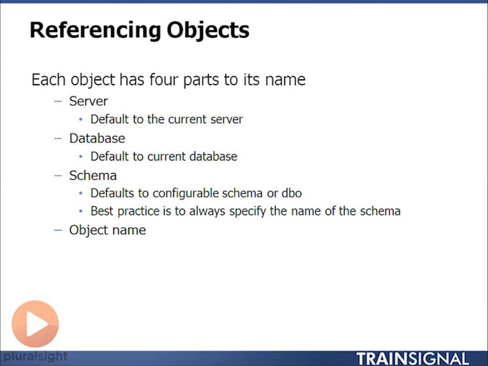Before we actually create our queries, we need to talk about how we're going to reference our objects. Every object inside of a database has four parts to its name: the server that it's inside of, the database that it's inside of, the schema that it's inside of, and the name of the object itself. Now, the server is, of course, the server that's housing the database, and the server is optional. I don't have to provide the name of the server.